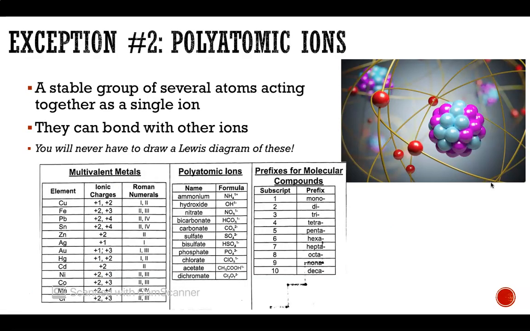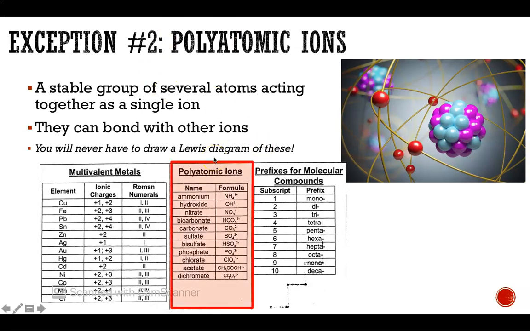Our next exception is called polyatomic ions. So basically polyatomic ions, when we look at this word, poly means multiple, and atomic, atoms. So we've got multiple atoms together that act as an ion. So we've got basically these little groups of atoms that like to bundle together, and they actually have a charge on them, and so they can bond with other ions to make an ionic compound.